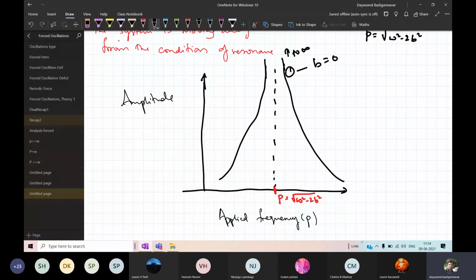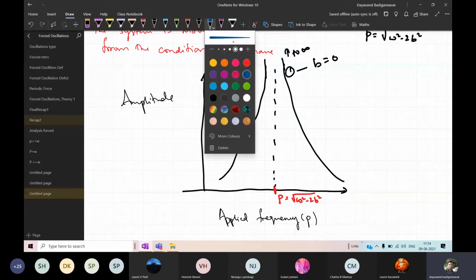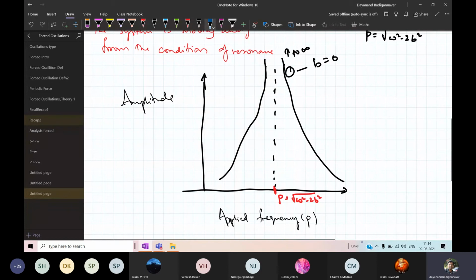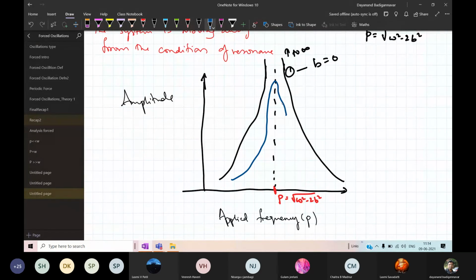Then there is one more graph like this. The same resonance graph, but for different values. So this is graph 2. This is B is small. Whenever B is small, this is the graph.